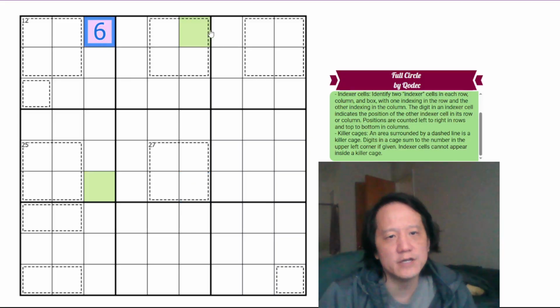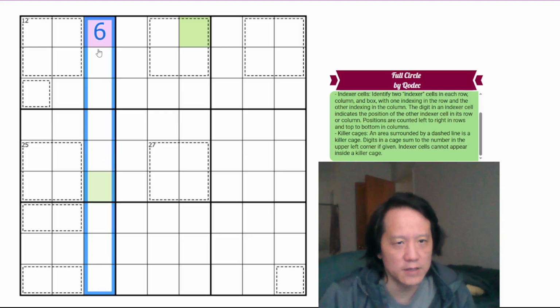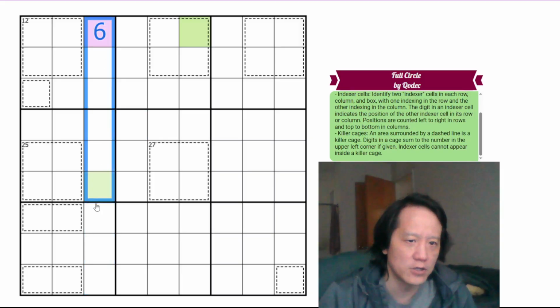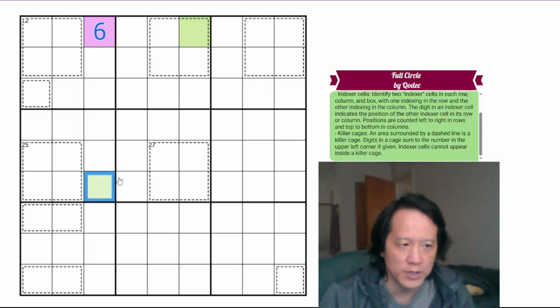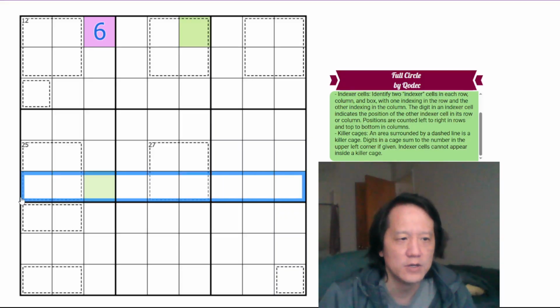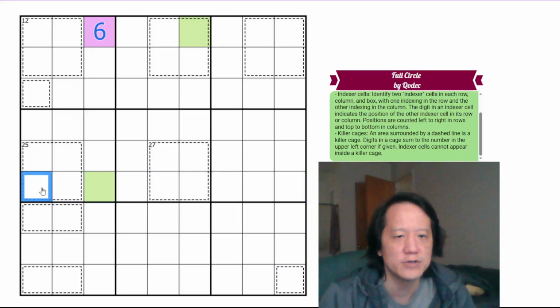So that's what an indexer cell does. And therefore, say it was 6 here, that indexes the digit in the other indexer cell in column 3. Say it was for the column. Then this cell could not index the column. It would have to index the row here. And it would point to where the other indexer cell would be. We don't know where that would be, though. And that's an example of how indexer cells work.